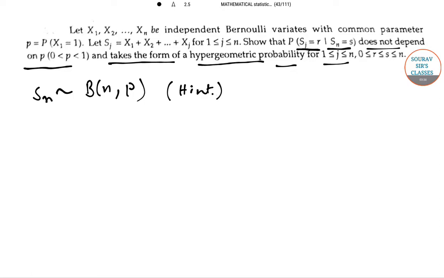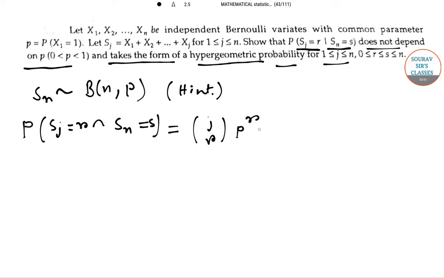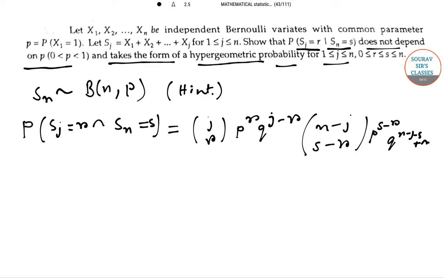Now from here we'll write the probability of Sj equals small r intersection Sn equals small s, which will equal j choose r, with probability p to the power r and q to the power j minus r. Multiplied by n minus j choose s minus r, multiplied by p to the power s minus r, q to the power n minus j minus s plus r. So we can write it this way.